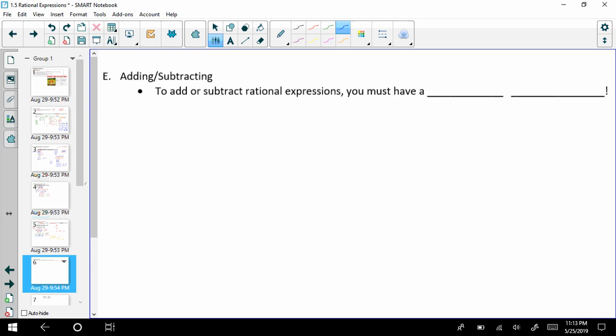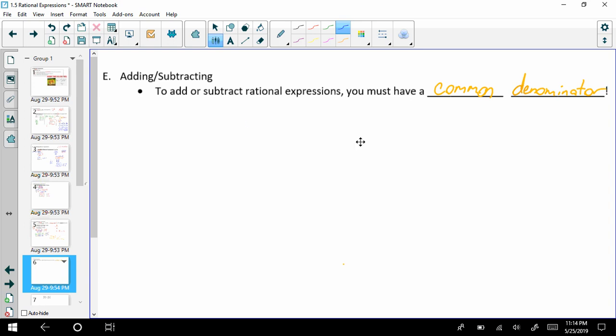Probably the biggest pain in the butt with these simplifying ones is if you have to add and subtract. To add and subtract rational expressions, you have to have a common denominator. Kind of like what we dealt with when we were adding those fractions a couple of sections ago.